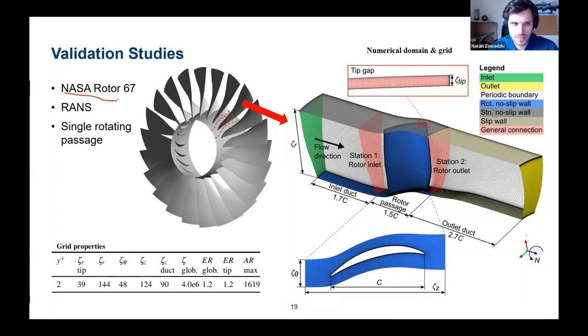In this case, it's NASA Rotor 67. People that work with compressors will know what it is. And we applied a RANS single rotating passage analysis. This is how the numerical case looked. You can recognize the grid here, the discretized space. You need to apply some boundary conditions because it's a differential system, so obviously to close it, you need to have some boundary conditions in place.